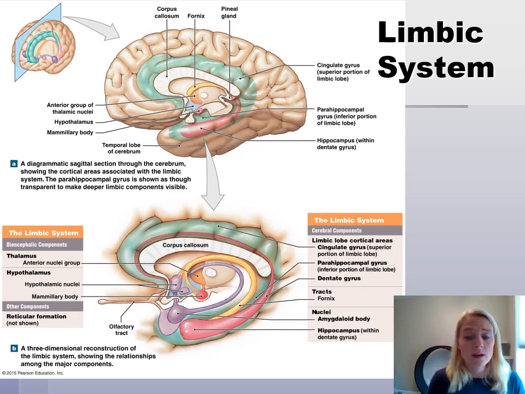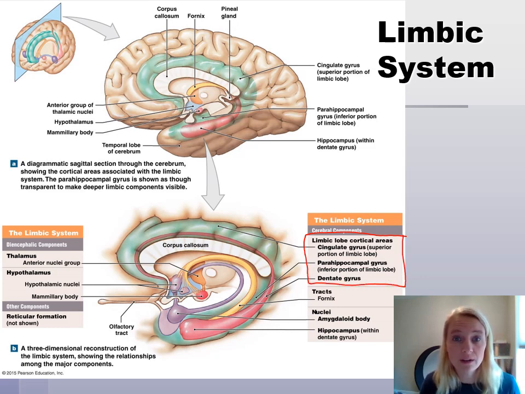So some of the key areas, I guess, since it's not really a structural area, we have what's called the limbic lobe right here. The limbic lobe includes a few of the gyri, or gyrus, which are the wrinkles of the cerebrum. So you have the cingulate gyrus, the parahippocampal gyrus, and the dentate gyrus. They're just these regions, these wrinkles, ridges on the cerebral cortex that are involved in some of these functions. We also have a few nuclei. We have the amygdaloid body, or sometimes just called the amygdala, and we have the hippocampus, which sits within the dentate gyrus, that wrinkle of the cerebrum.